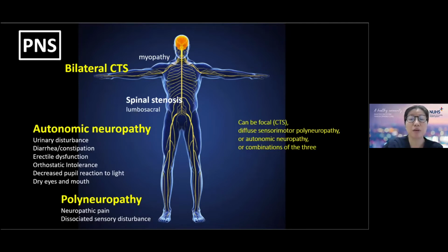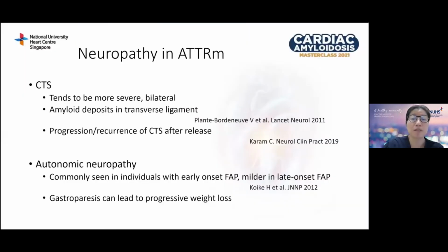Peripheral nervous system involvement can be focal, as in carpal tunnel syndrome, diffuse, as in sensory motor polyneuropathy, or involving the autonomic nervous system, or it can be involving various combinations of all three. The carpal tunnel syndrome tends to be more severe and bilateral, with a progression or recurrence even after surgical release, and this is due to amyloid deposits in the transverse ligament. Autonomic dysfunction can lead to gastrointestinal symptoms like gastroparesis, which results in drastic weight loss, although there can sometimes be amyloid deposition in the muscularis mucosa. Milder autonomic neuropathy in late onset disease may be because of more progressive cerebral compensation rather than a less effect over the autonomic nervous system.